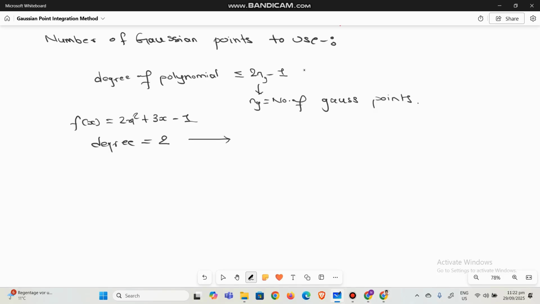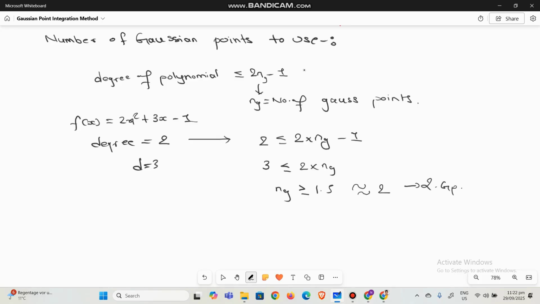Then how many Gauss points would we use? So 2 is less than or equal to 2 times the number of Gaussian points minus 1. So 3 is less than or equal to 2 times the number of Gaussian points. So the number of Gaussian points would be greater than or equal to 1.5. So we take it as nearly 2. So take 2 Gaussian points and so on.